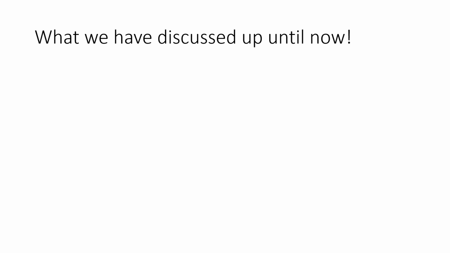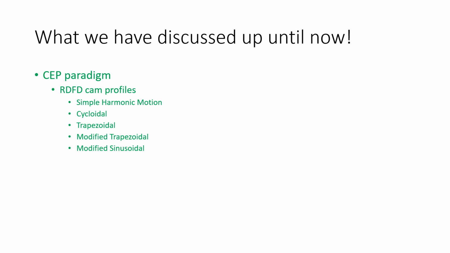In this continuation, we discussed last time the CEP paradigm. This CEP stands for critical extreme points. C stands for critical, E for extreme, and P for points. So as the name suggests, we are only concerned about extreme points and what happens to displacement, velocity, acceleration, and jerk on those points. And we're not interested in what happens in between them.